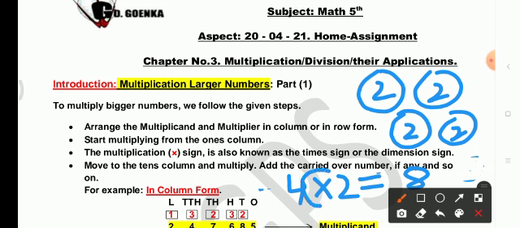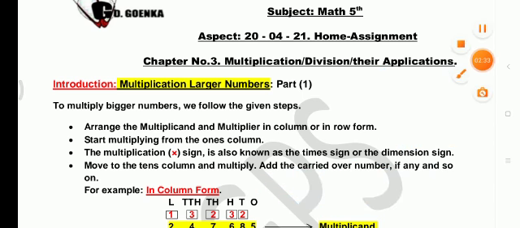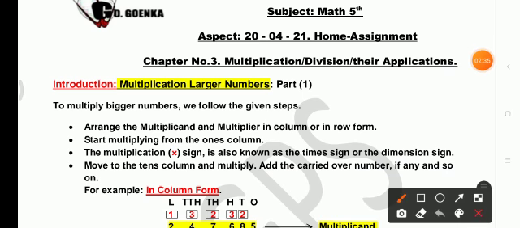Students, see this. This is the multiplication symbol. And to write the statement, we use this multiplication symbol and it is called the multiplication sentence. In a multiplication sentence, we have 3 terms. For example, 3 multiplied by 2 gives us 6.